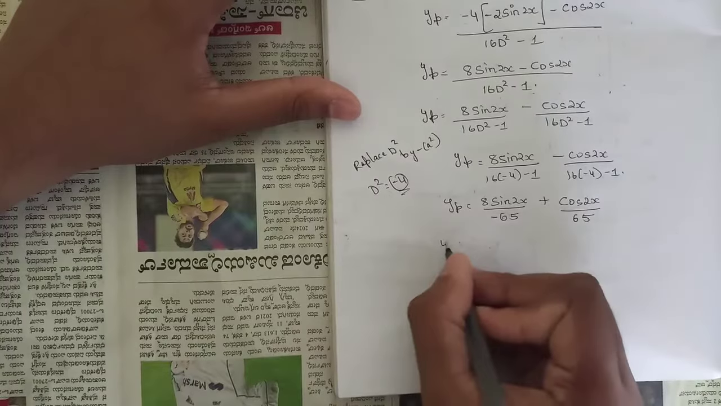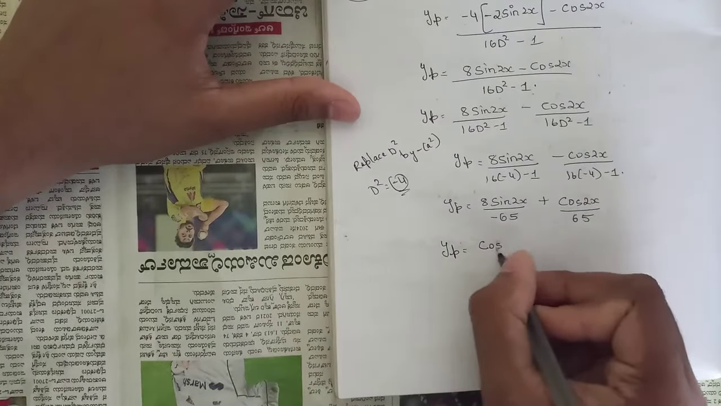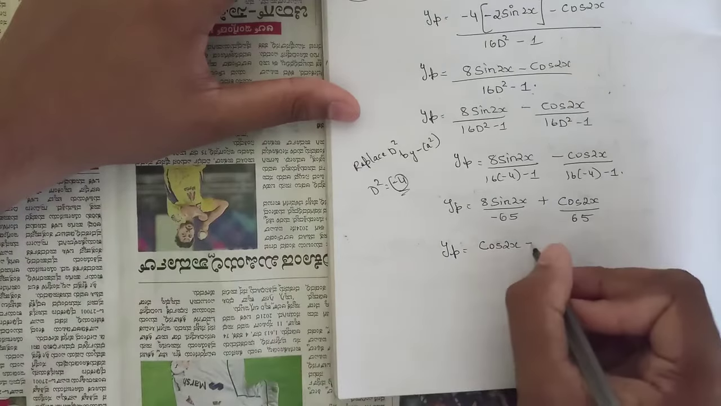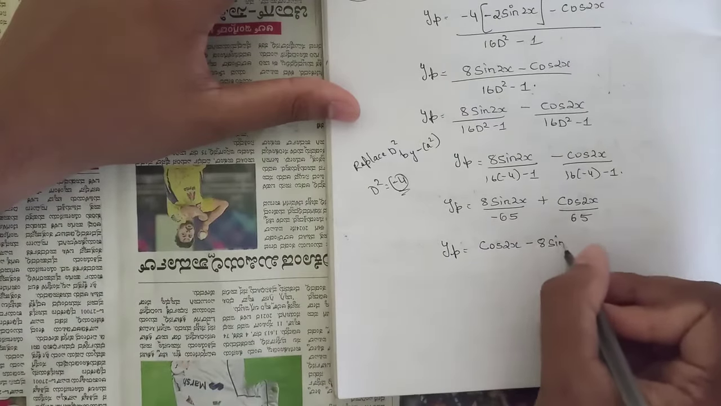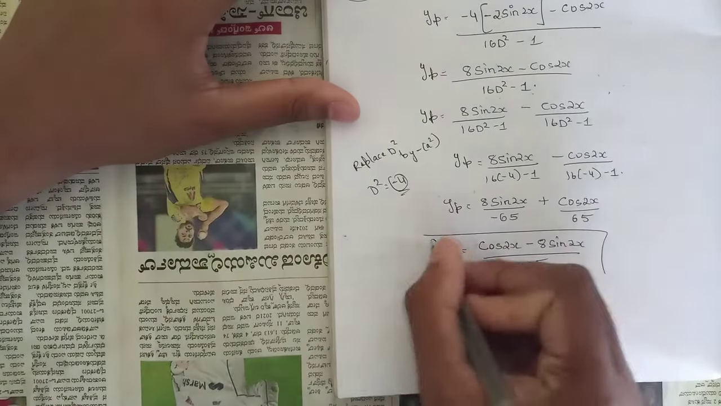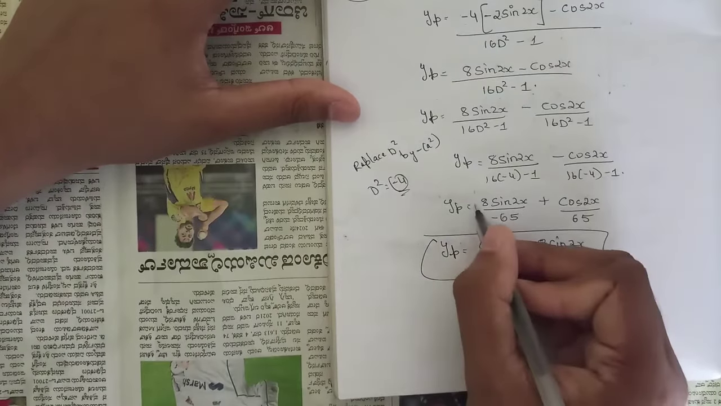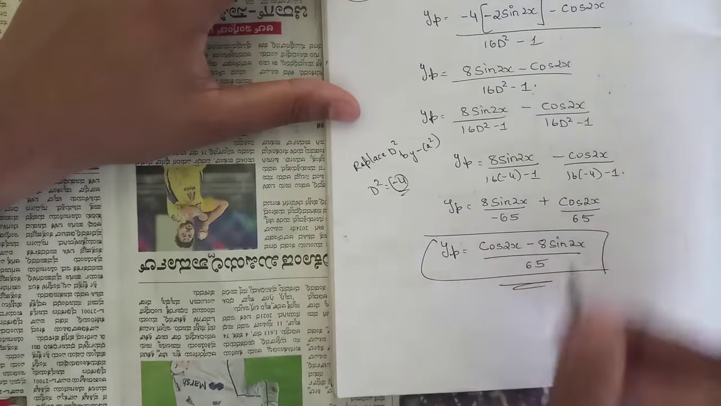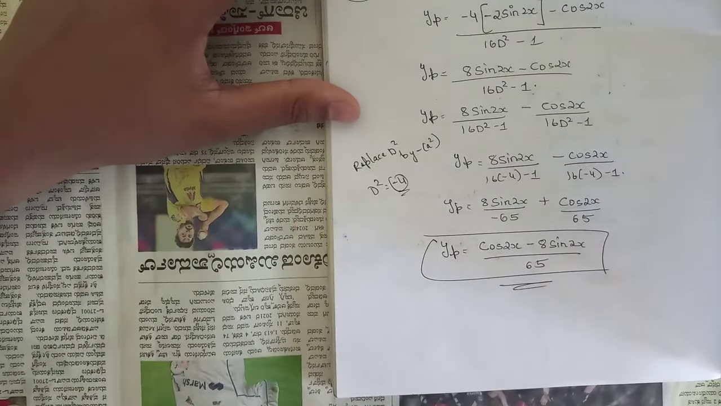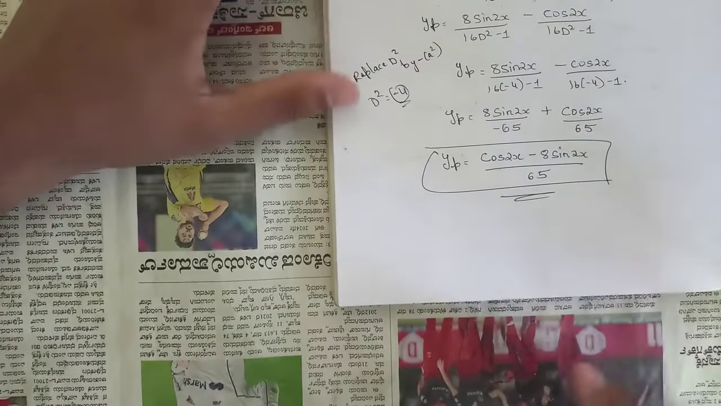So your final answer for yp is, I'll write the positive term first, cos 2x minus 8 sine 2x by 65. Here in the denominator we have minus, right? I have just written minus here so that we get both the denominators the same. Yeah, so this is your required particular integral.